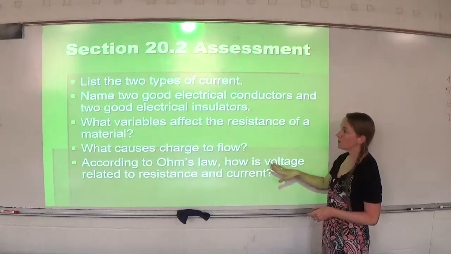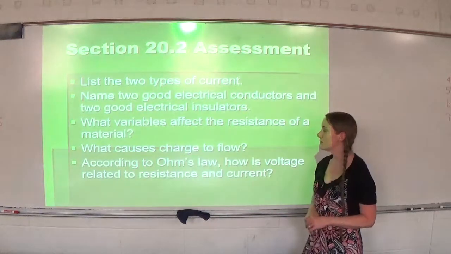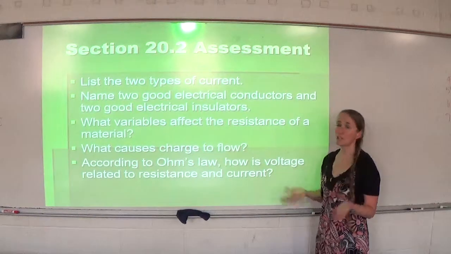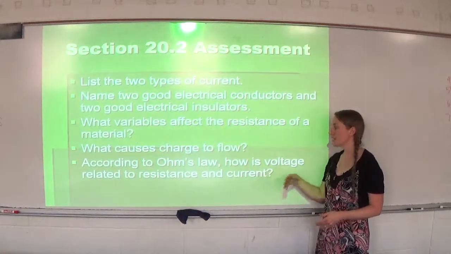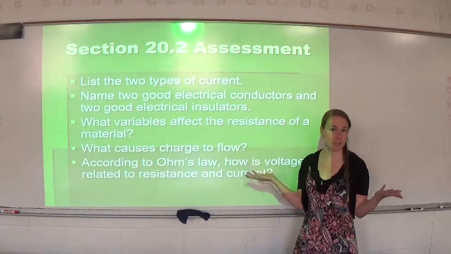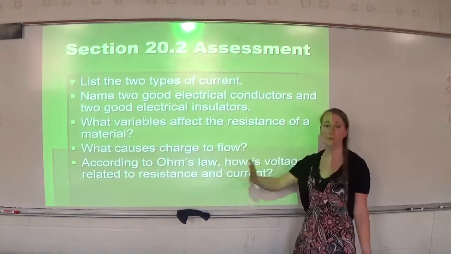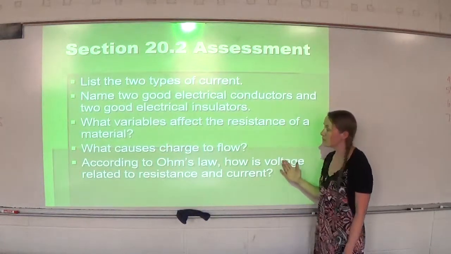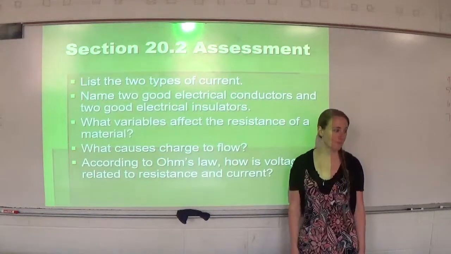All right, number 5. According to Ohm's law, how is voltage related to resistance and current? Well, you could just put the formula, V equals I times R, or you could say that voltage is directly proportional to resistance and to current. Either one would be fine. So V equals I times R, that's the actual formula for Ohm's law.